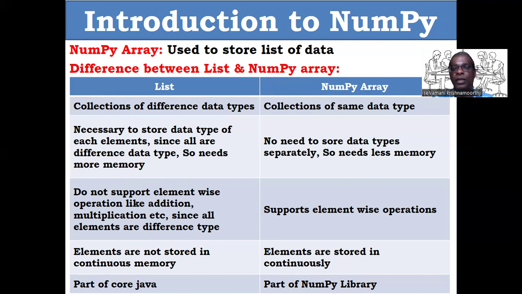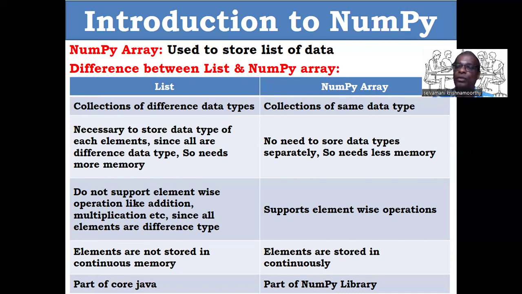Whereas in a NumPy array, there is no need to store the data type separately because all elements are the same data type. It needs less memory. Third, lists don't support element-wise operations like addition and multiplication. Since all elements are different, what does it mean? For example, the 0th element of list 1 cannot be added with the 0th element of list 2. That is not possible. Why?